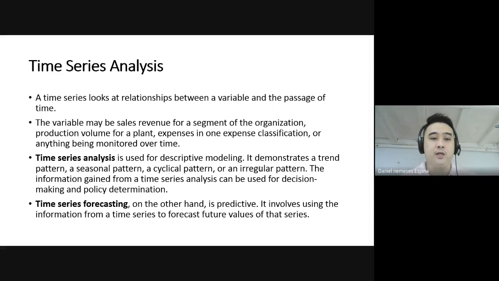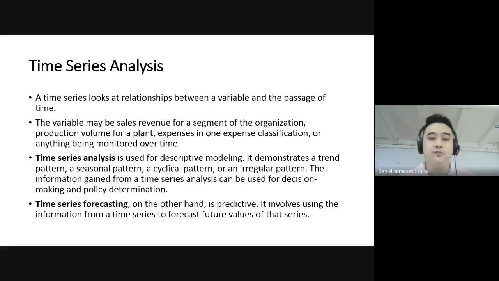Okay, so there are, I think, four patterns. When we do the time series analysis, the four patterns could be a trend pattern, a seasonal pattern, a cyclical pattern, or an irregular pattern. We will explain these one by one. The information gained from a time series analysis can be used for decision making and policy determination.